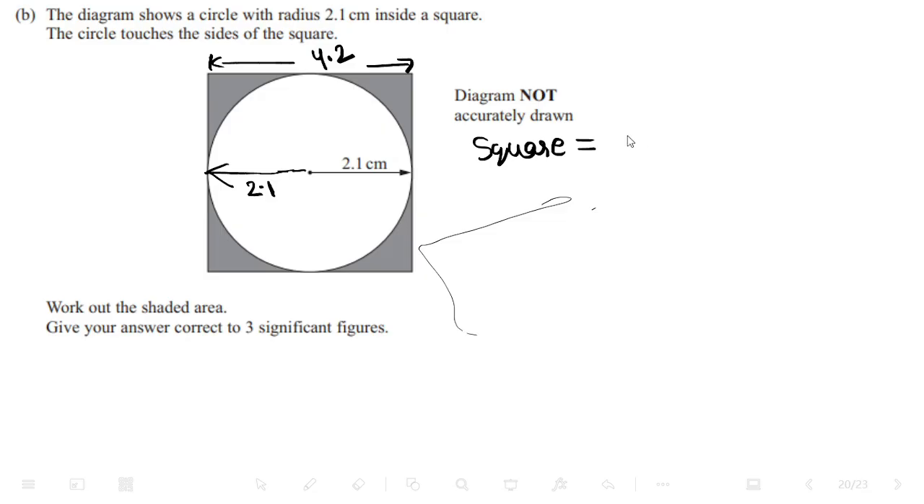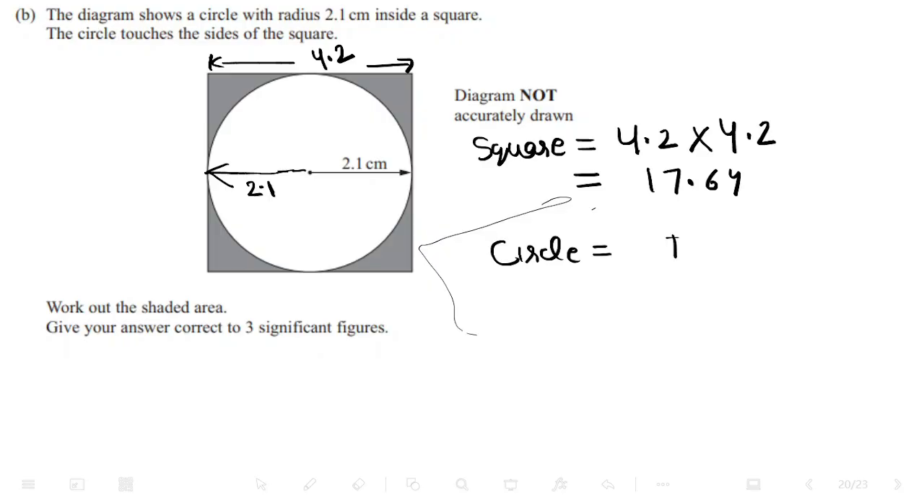The area of the square is 4.2 multiply 4.2, right? After solving this, the answer is 17.64, and this is the area of our square. I hope you got this. Now we will talk about the circle. For the circle we already know the formula, it is pi r square. Write pi as it is. We know the value of r is 2.1 raised to the power 2. I am directly writing the answer because I hope you will do the calculation part, right?